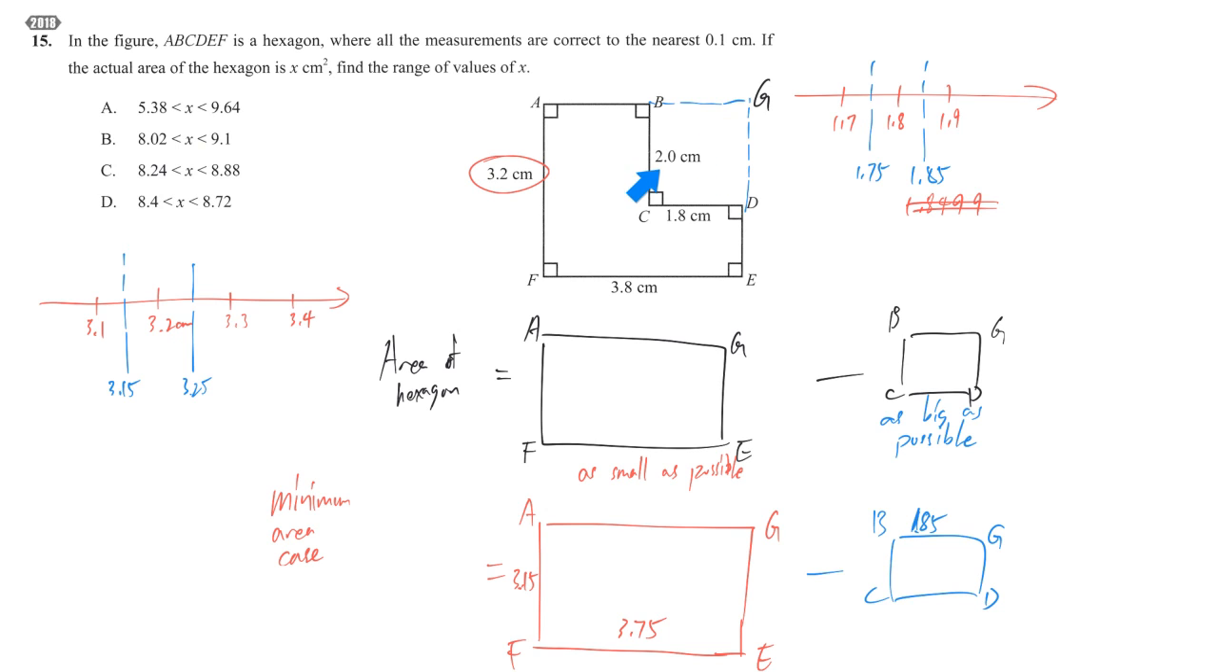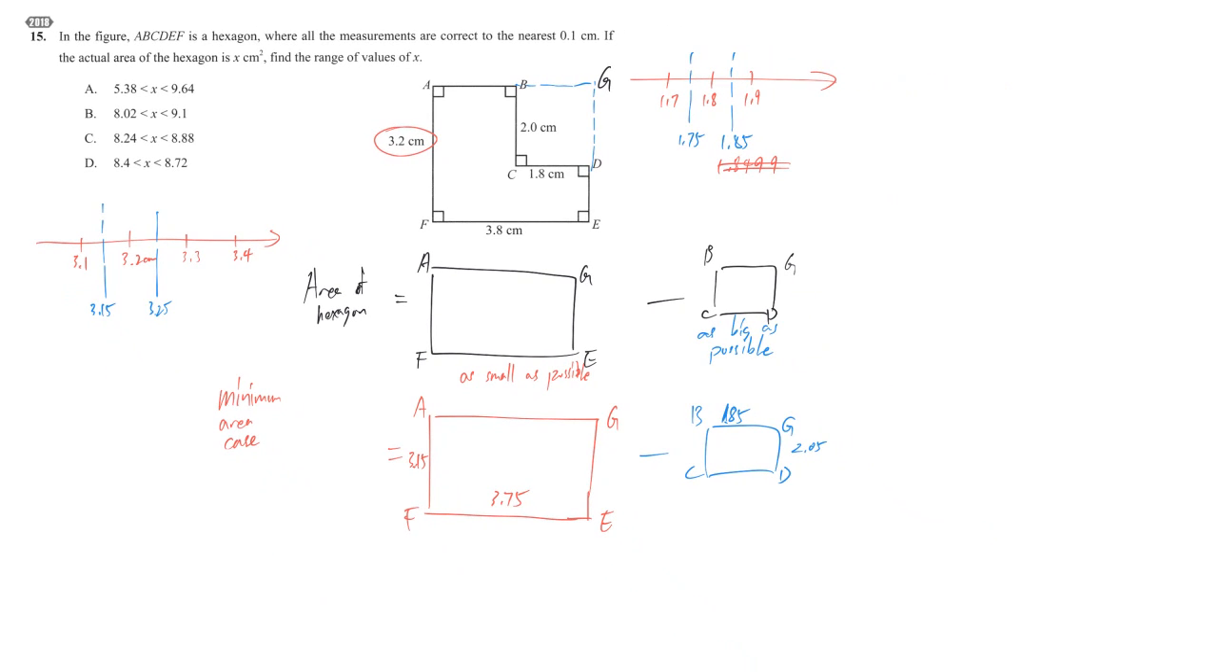So for the height 2.0, we want to get the larger one, so we take 2.05. And then we just need to calculate this one. It gives you the minimum case. So we use our calculator. This is 3.15 times 3.75 minus 1.85 times 2.05. We get 8.02. So it's enough for us to sort out B is the answer.